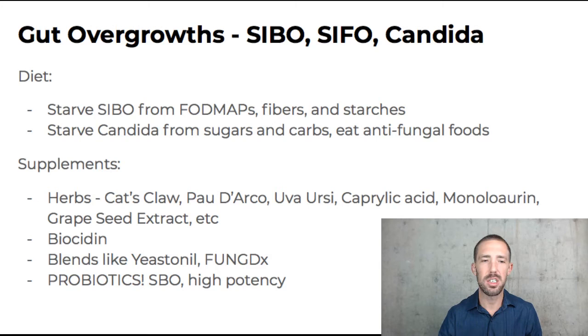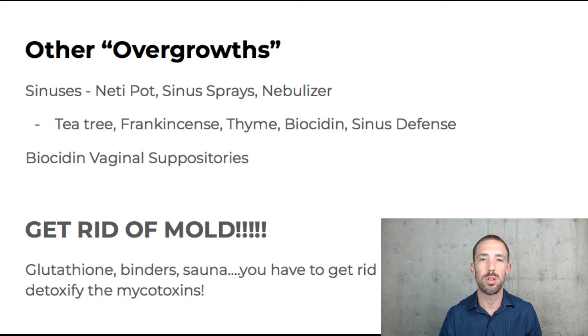For other overgrowths, we mentioned that they could be in other places. The sinuses are a really, really common one. So maybe it's a neti pot. I use a neti pot every single morning with 3 drops of frankincense, 1 drop of peppermint oil. And sometimes I switch it up, thyme oil, tea tree oil. I've recently been putting some biomolecular oxygen in there to try it out. So a neti pot is a great way to get things up through there.